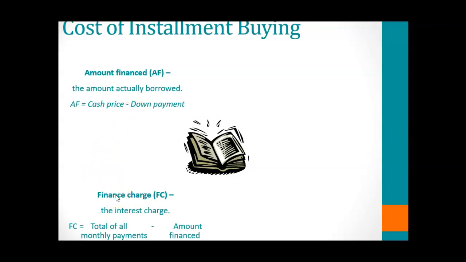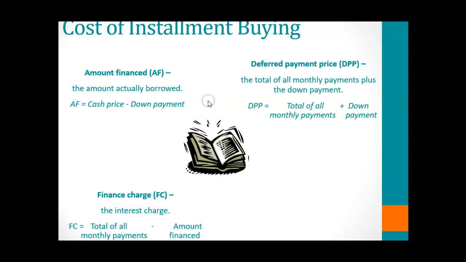The finance charge refers to the interest that you're going to be charged on that automobile. The finance charge will be the total of all the monthly payments minus the amount financed, which gives the amount of interest that you paid on that automobile. The deferred payment price refers to the total of all monthly payments plus the down payment. Now we're looking at the total amount you paid for this vehicle, including the down payment as well as the monthly payments.